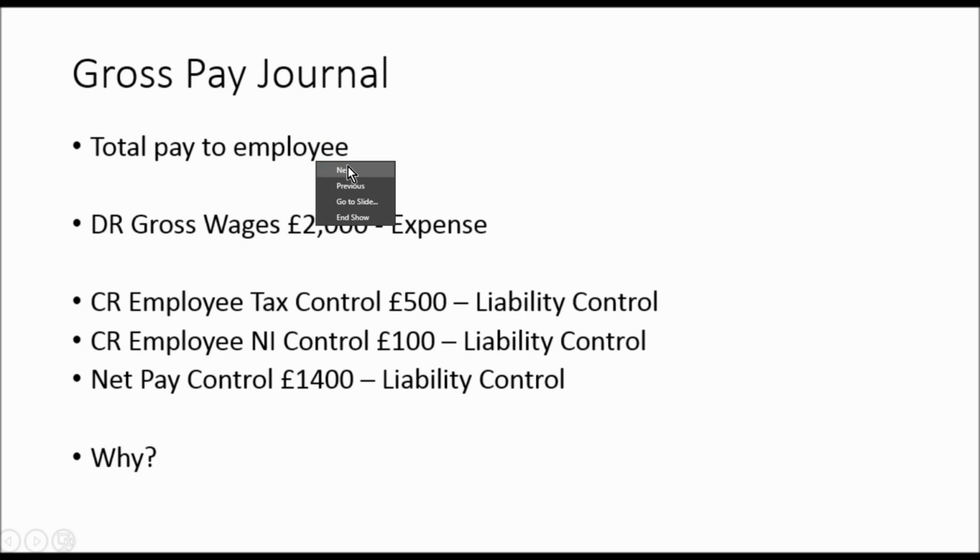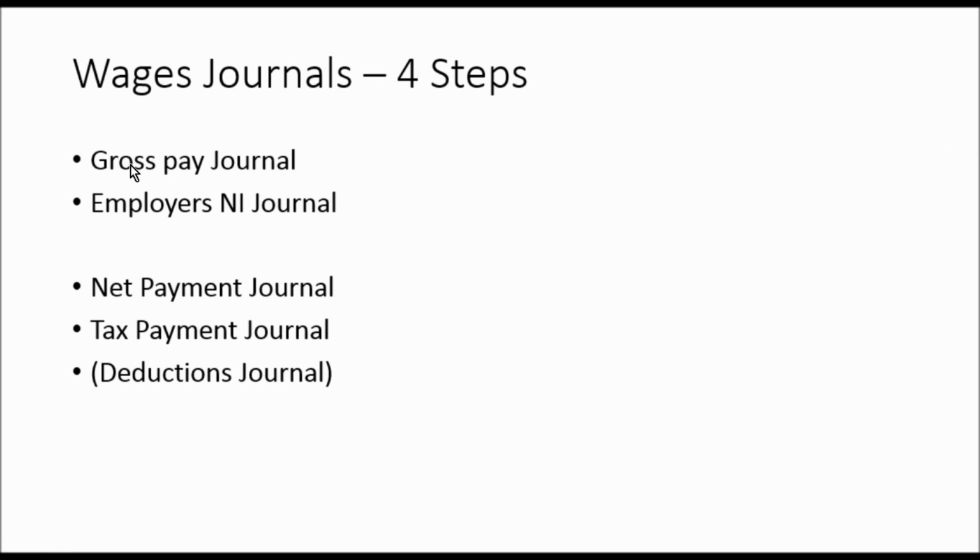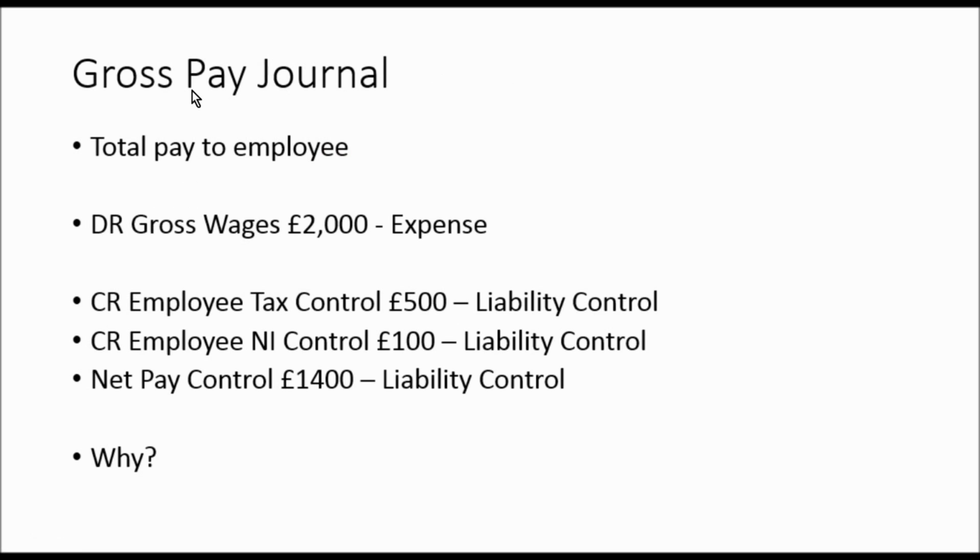So the first journal is the gross pay journal. This is the first journal that you'll need to enter, and it covers the total pay to the employee. The journal would look something like this. If you're paying the employee £2,000, say this is for a month's work, a salary or a month's wages, you would debit £2,000 to gross wages, because it's an expense. That's how much the company or business is paying the employee, £2,000. It's an expense to the company, to the employer, to the business.